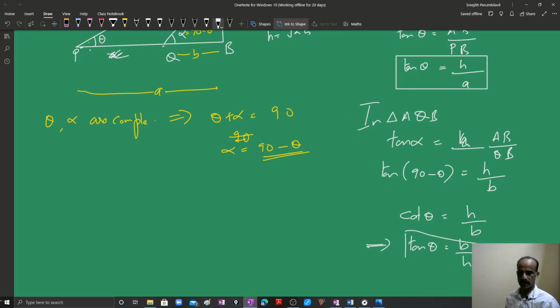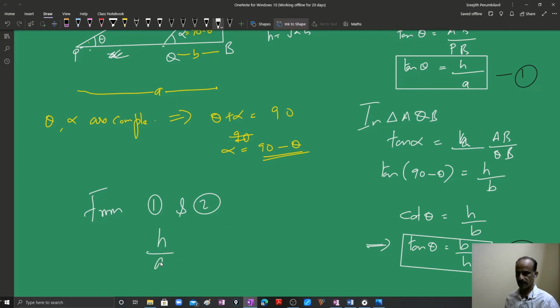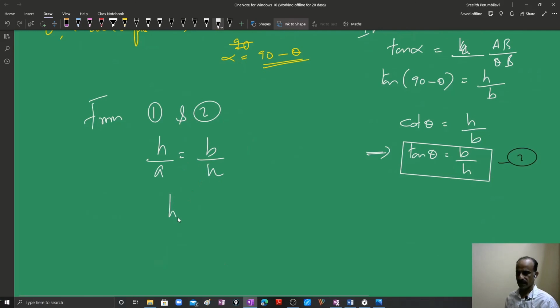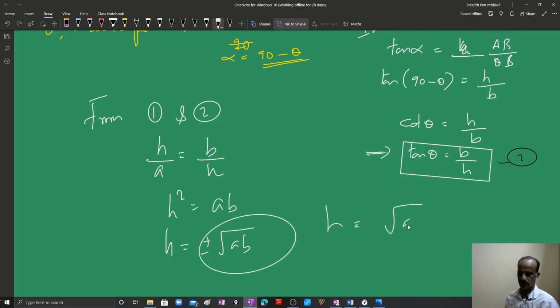So there are two expressions for tan theta. I call this one 1 and this one 2. From 1 and 2, tan theta and tan theta: h by A is equal to b by h. Cross multiplying, h square is equal to AB. h is actually plus or minus root AB. I am not taking the plus or minus because we talk about height only. So h is equal to root AB.